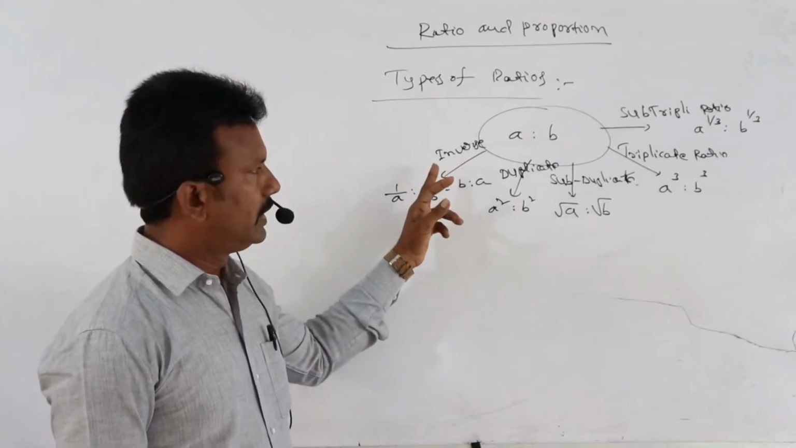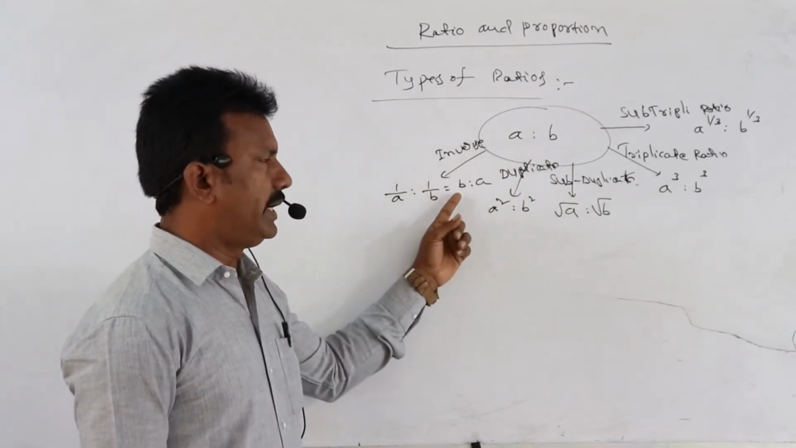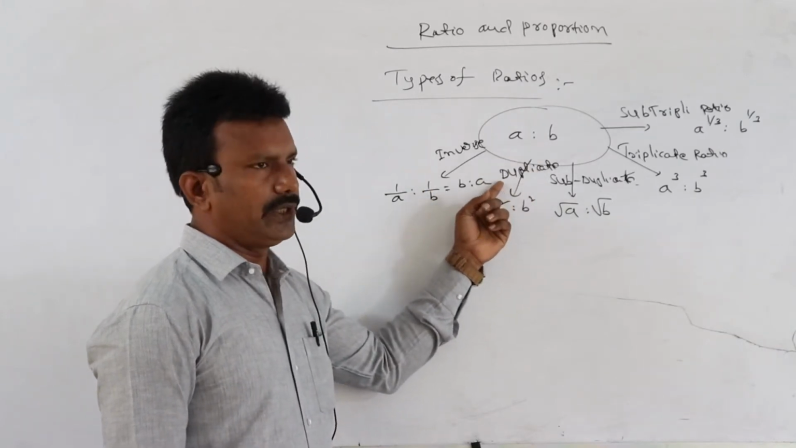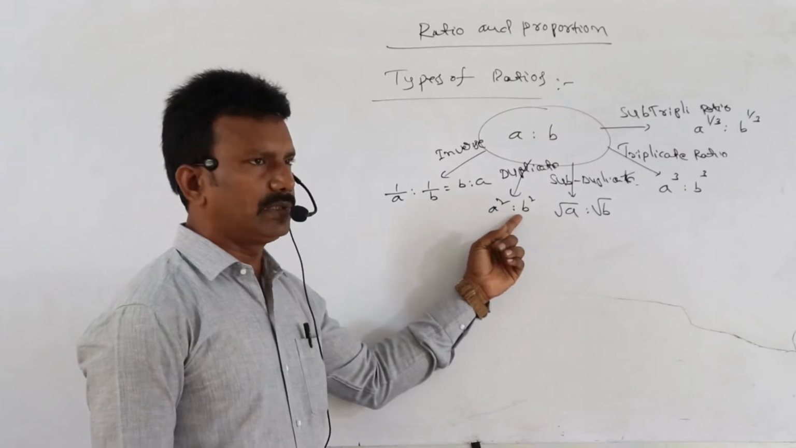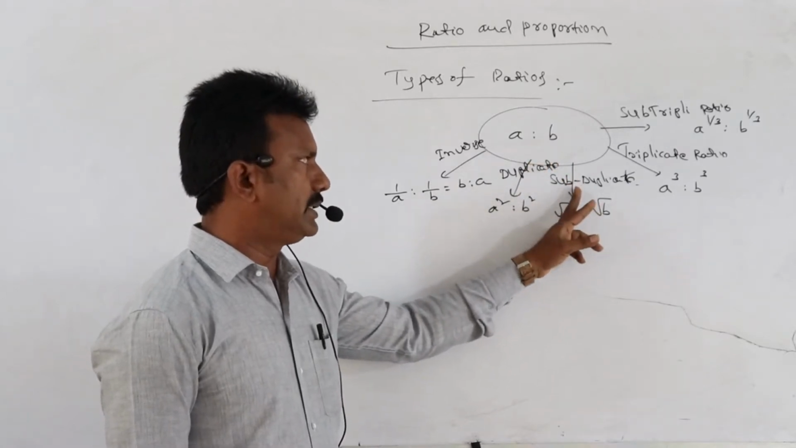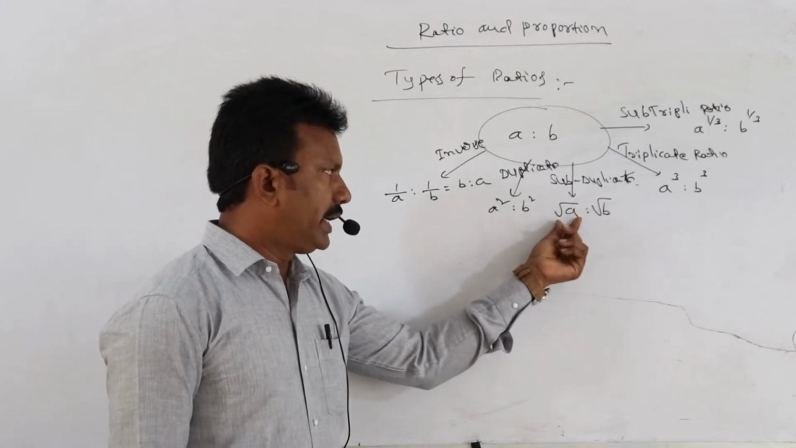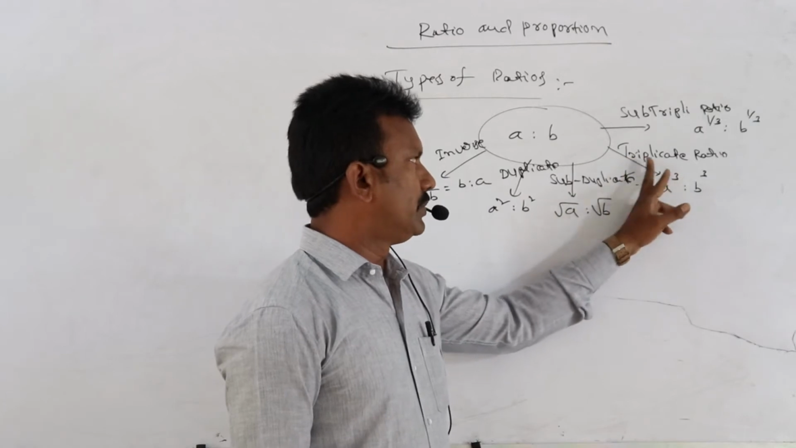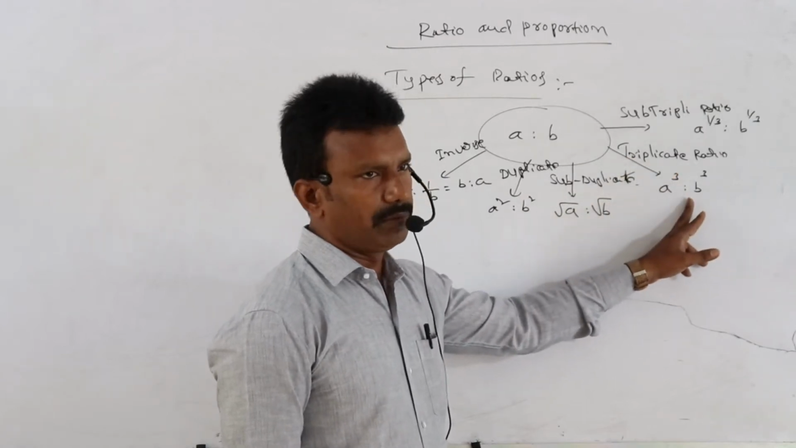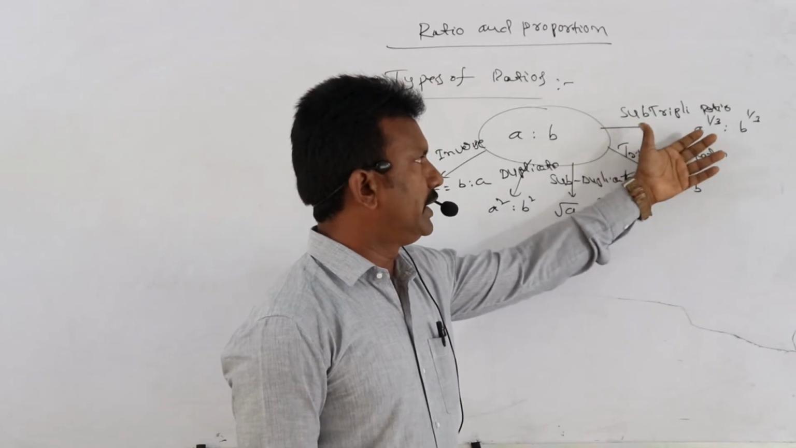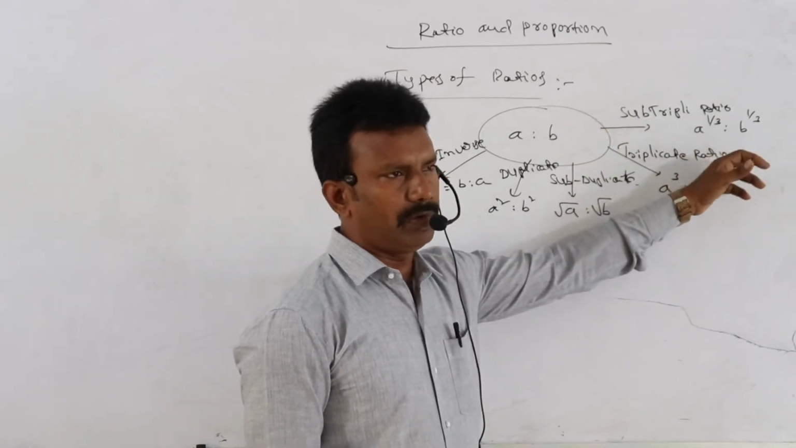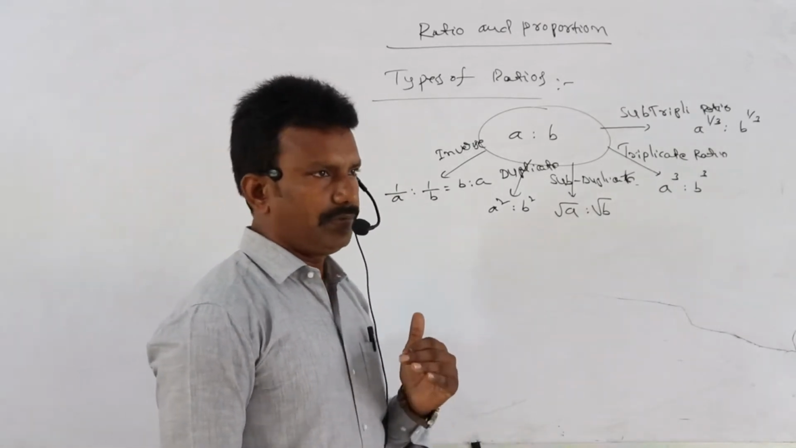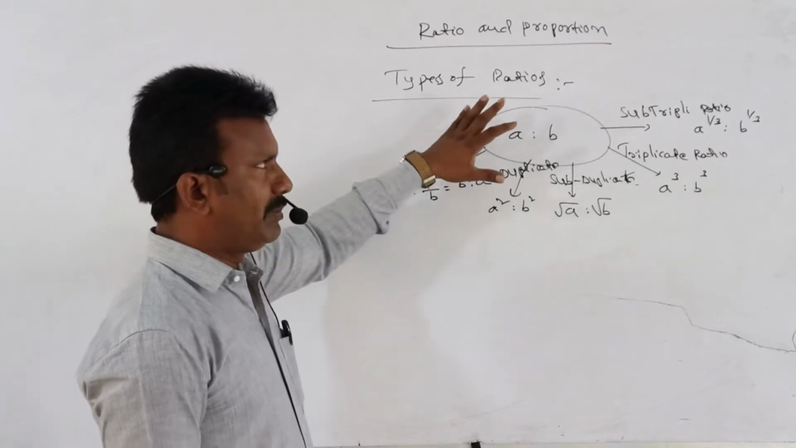The first one is inverse ratio, simply defined as B is to A. The second, duplicate ratio, is A square is to B square. The third is subduplicate ratio, root A is to root B. The fourth, triplicate ratio, is A cube is to B cube. The next, subtriplicate ratio, is A power 1 by 3 is to B power 1 by 3. So these are the types of ratios. We will discuss examples of each one.